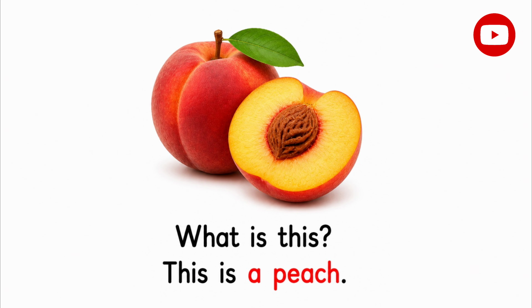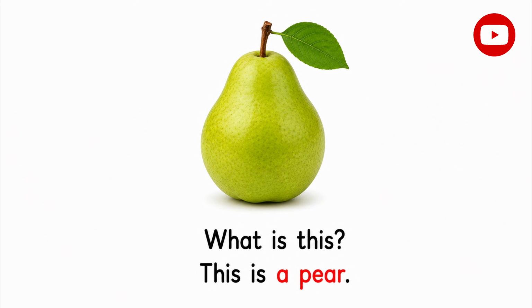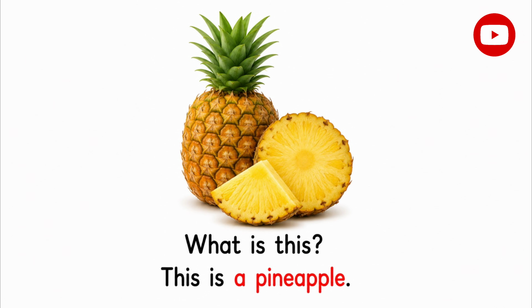Kids, can you say its name? What is this? This is a peach. Awesome! This is a peach. Now look carefully. What is this? This is a pear. Correct! This is a pear. Let's see the next fruit.